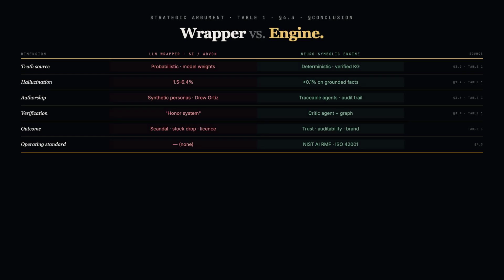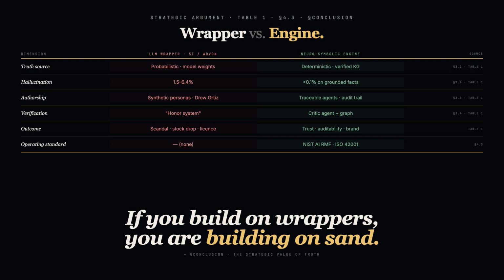Two architectures, two outcomes. The wrapper trusts the model. Its truth source is probabilistic. Its hallucination rate is 1.5 to 6.4%. Its authorship is synthetic. Its ending is scandal, stock drop, license revocation. The neuro-symbolic engine trusts the graph. Its truth source is deterministic. Its hallucination rate on grounded facts is below 0.1%. Its authors are traceable. Its operating standard is the NIST AI Risk Management Framework and ISO 42001.